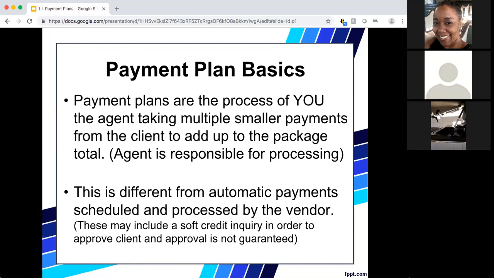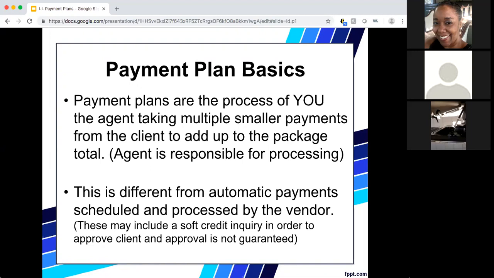So, payment plan basics. First of all, payment plans are the process of you as the agent taking multiple smaller payments from the client to add up to the package total. With a payment plan, the agent is responsible for the processing of the payment. This is different from automatic payments that are scheduled and processed by the vendors.